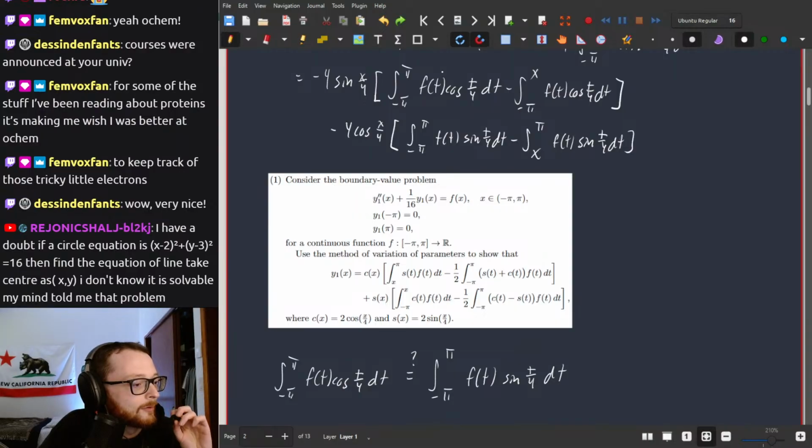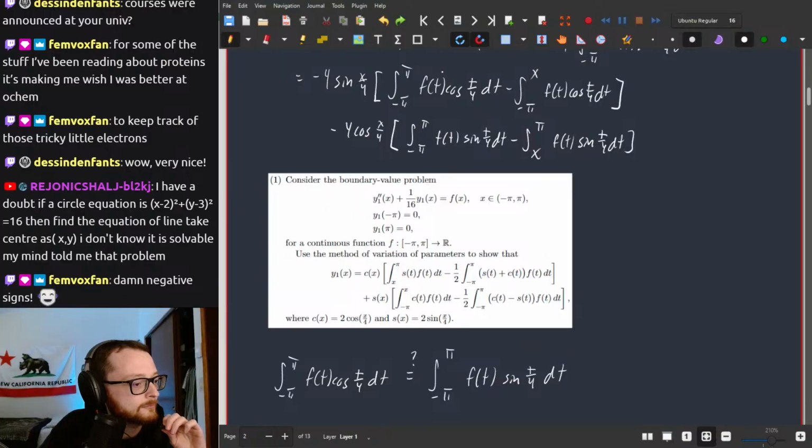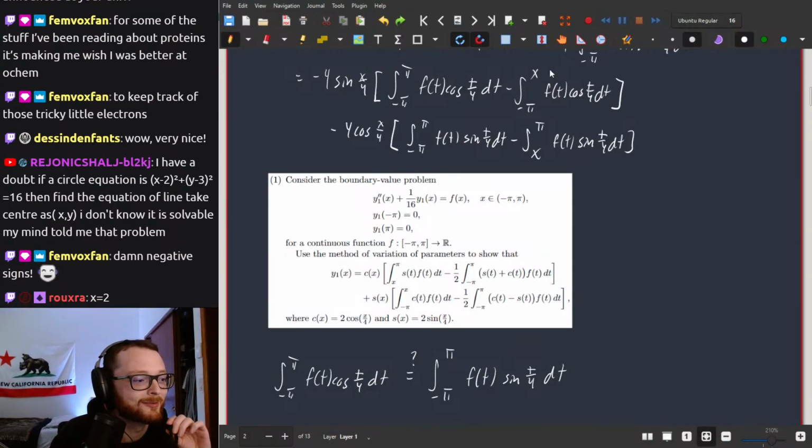Rijo asks, circle with that equation. Find the equation of the line. Take center as xy. I don't understand the question, Rijo. What does it mean to find the equation of the line? Damn negative signs? That's true, yeah, those electrons are just negative signs.